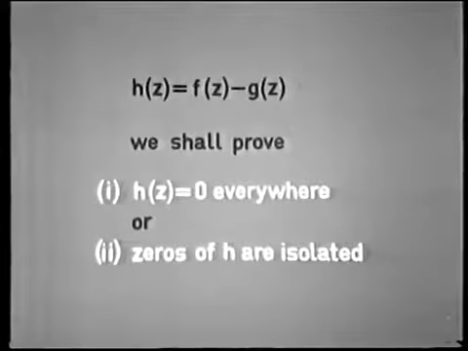By isolated, we just mean this. If h alpha is 0, then we say that alpha is a 0 of the function h. It's an isolated 0 if we can find a neighbourhood of alpha where the function never vanishes, except, of course, at alpha itself.